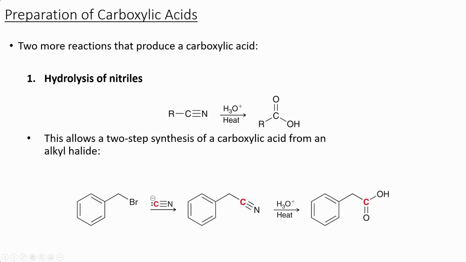Last chapter, we looked at an additional reaction that can form carboxylic acids, which is the hydrolysis of nitriles. If we take a nitrile and expose it to acid and heat, it will hydrolyze to the carboxylic acid. And so this allows us a two-step synthesis of carboxylic acids where we can employ a cyanide anion to do an SN2 reaction with a good leaving group, and then follow it up with hydrolysis to yield our carboxylic acid.